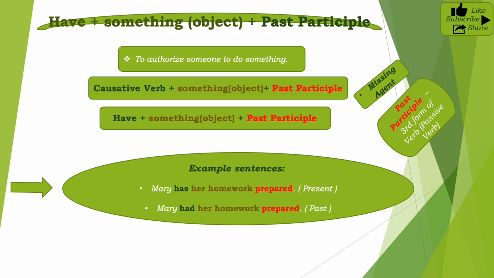Prepared is a third form, that means past participle. Let's have a look at the second sentence. That is in the past tense, past form. Mary had her homework prepared. So we have a missing agent in this structure number 2.